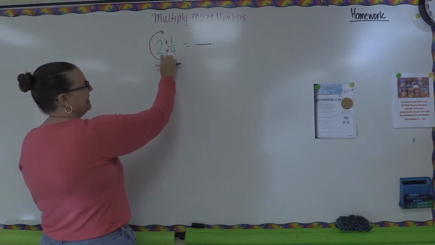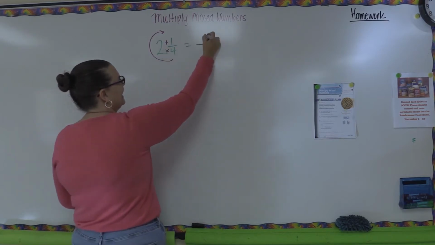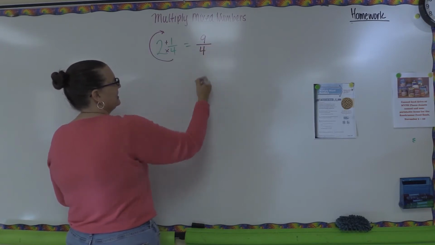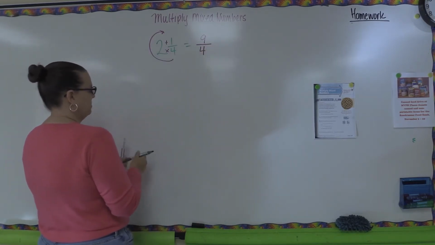So we always start down here. 2 times 4 is 8. 8 plus 1 is 9. That's where the numerator comes from. Your denominator is going to stay exactly the same. Let's practice that a couple more times.